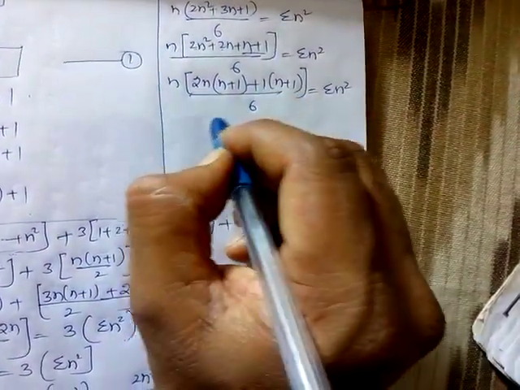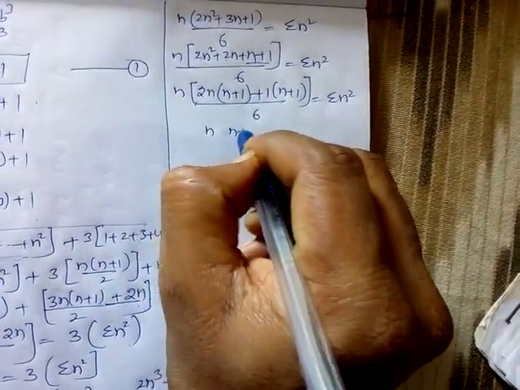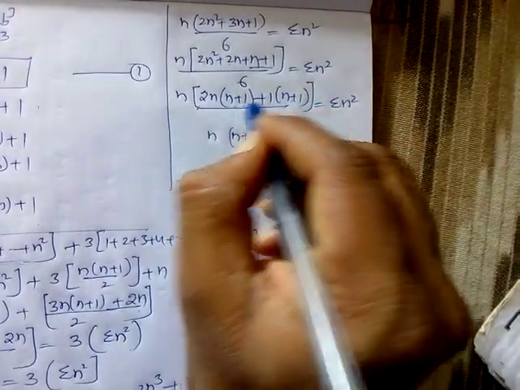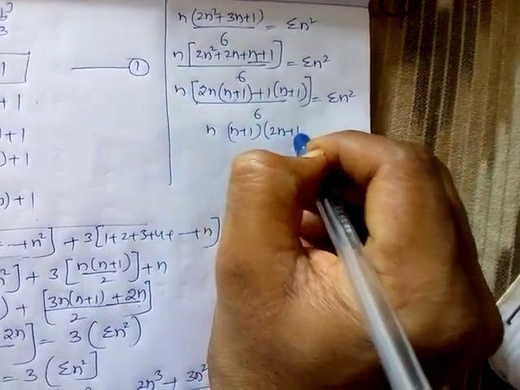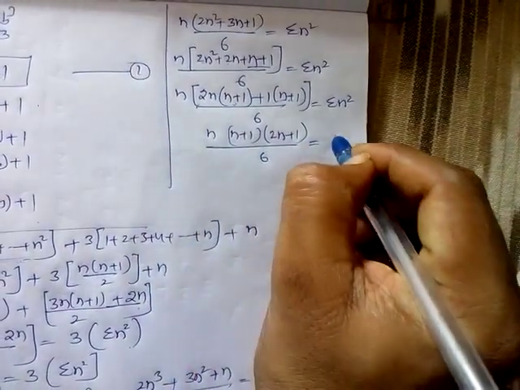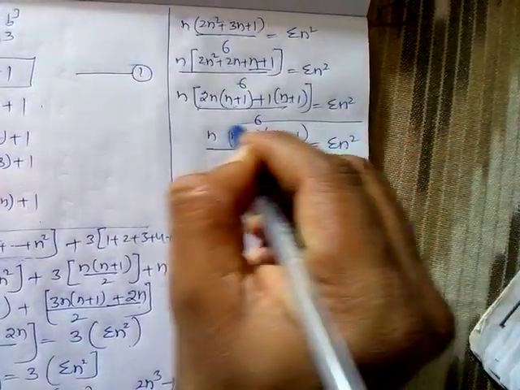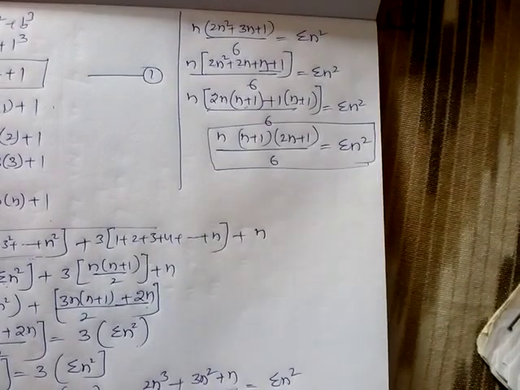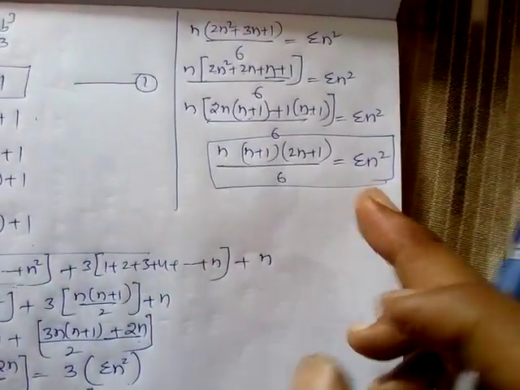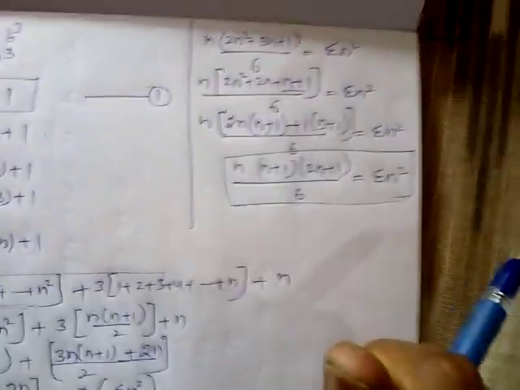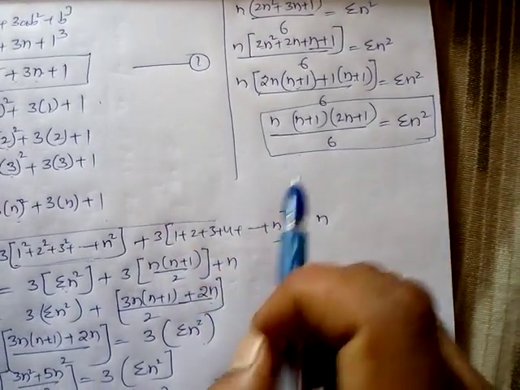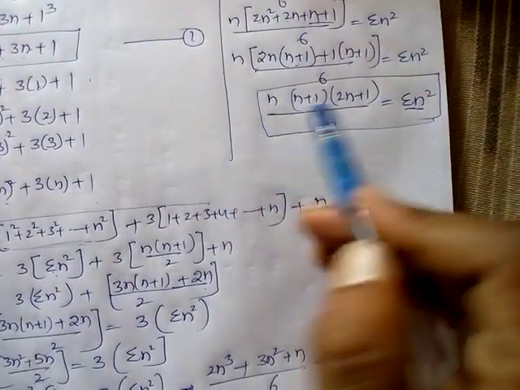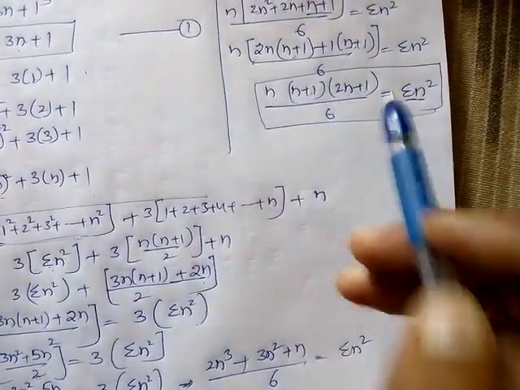So which one is common? n plus 1 is common, so by taking common n plus 1, 2n plus 1 by 6 is equal to sigma n square. So sigma n square is equal to n into n plus 1 into 2n plus 1 by 6. Sum of the squares of first n natural numbers, sigma n square is equal to n into n plus 1 into 2n plus 1 by 6.